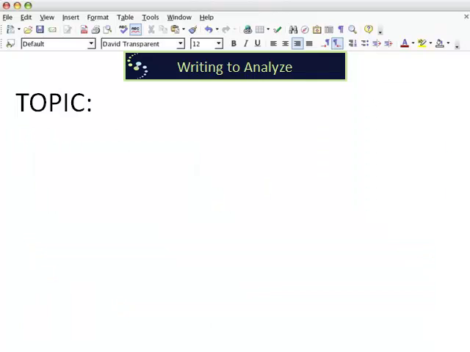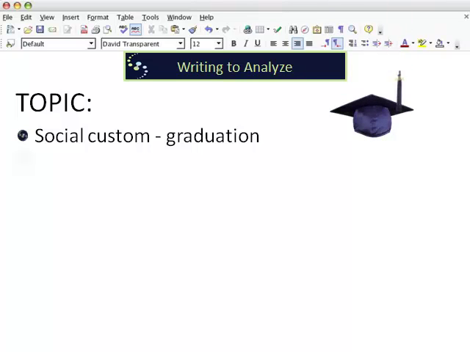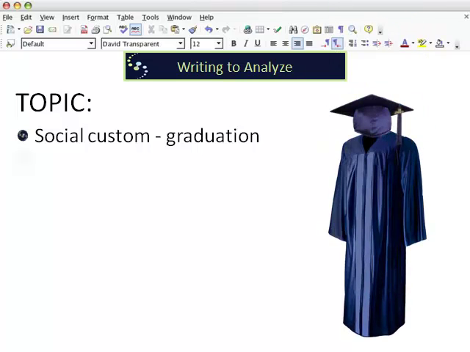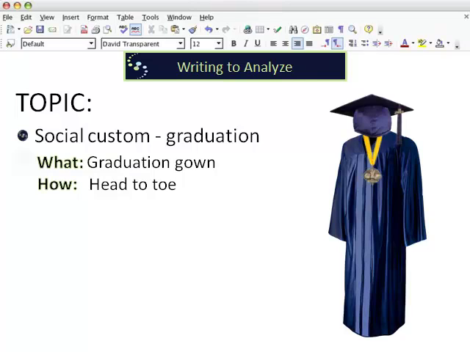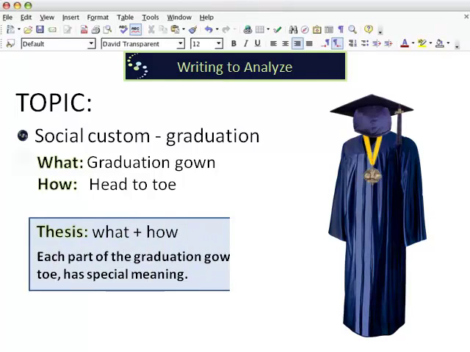Let's put one more topic under our microscope. A social custom like graduation. Let's focus on the graduation gown. Our analysis will examine its parts from head to toe, literally, beginning with the mortarboard and tassel, the gown, the honors medals, etc. So, the what? Graduation gown. The how? From top to bottom, head to toe. Our thesis simply combines the what and the how. Each part of the graduation gown from head to toe has special meaning.